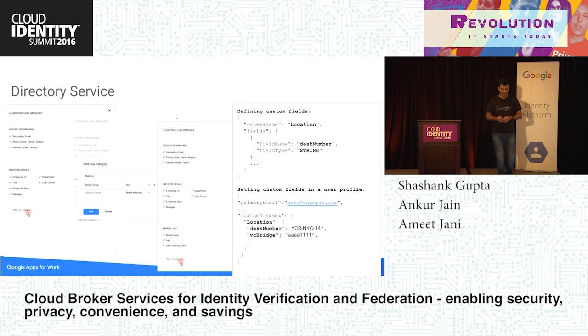In a very simple example, let's say you want to create a schema to add the location of where the employee sits, and you can add fields like his desk number with various types, whether these fields are repeatable or not, whether they are domain-public visible or not, and various other parameters. You can specify those things. All of this is available as part of the Cloud Directory APIs.